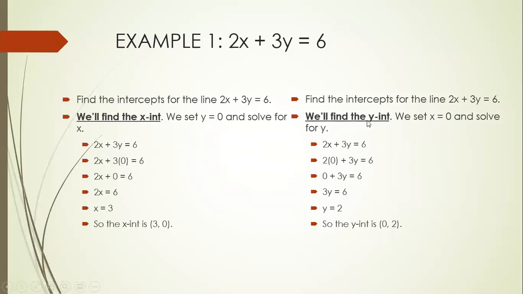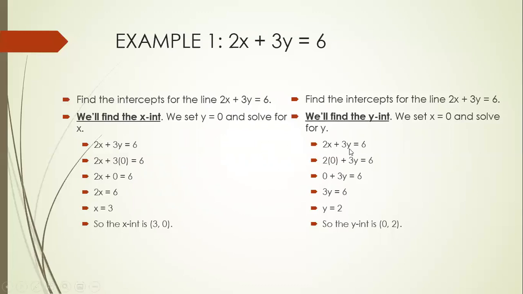Now we're going to find the y-intercept. We set x equal to 0 and we solve for y. Why do we do that? Because the y-intercept is where it crosses the y-axis. If it's on the y-axis, we know that x is equal to 0, and we solve for y. So we go back to our original equation, 2x plus 3y equals 6. Now is y still 0? No, it's not still 0.